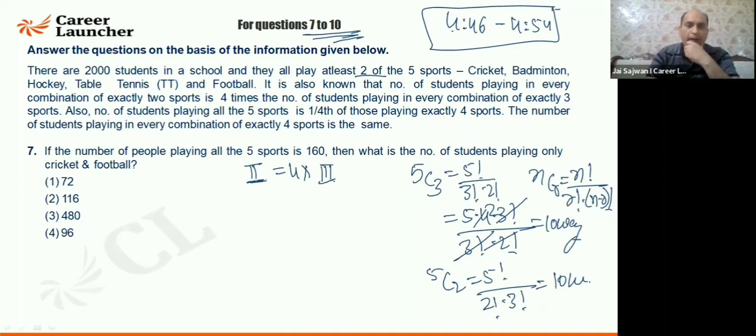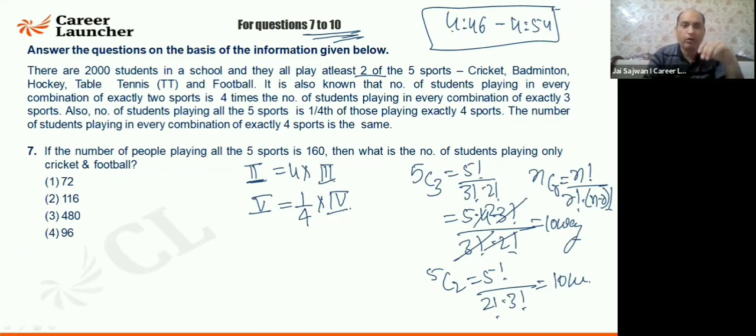Also, the number of students playing all the 5 sports is 1/4 the number of people who are playing exactly 4 sports. So not at least 4 sports, exactly 4 sports times 1/4 is equal to 5 sports. The number of students playing in every combination of exactly 4 sports is the same. That is what is given there.